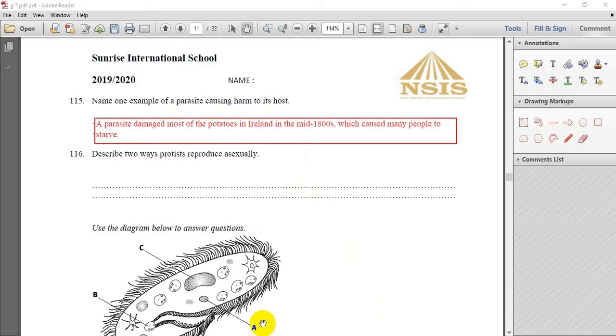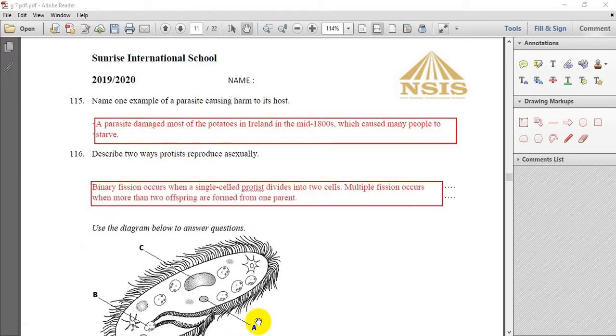Question 116. Describe two ways protists reproduce asexually. Protists reproduce asexually in two ways: by binary fission, where they make only two, and by multiple fission, where they can make more than two. So binary fission occurs when a single-celled protist divides into two cells, and multiple fission occurs when more than two offspring are formed from one parent. So we have to write the two ways.